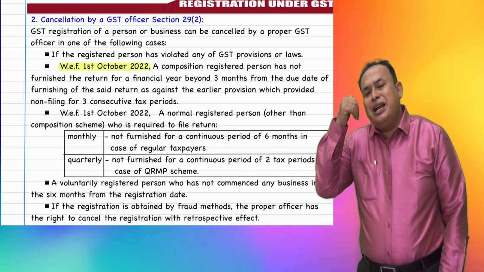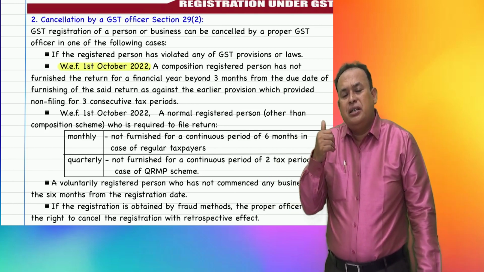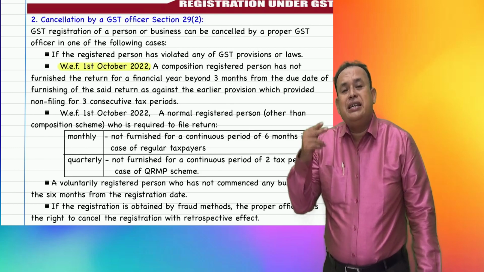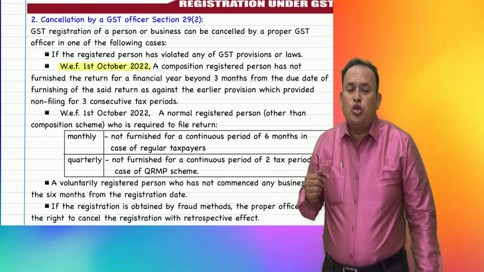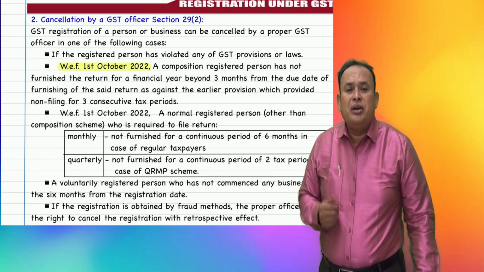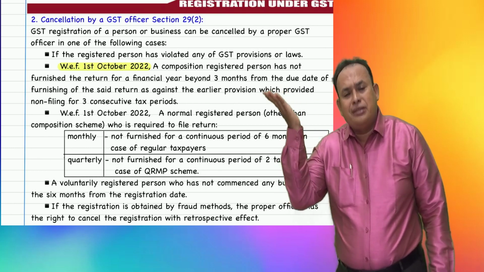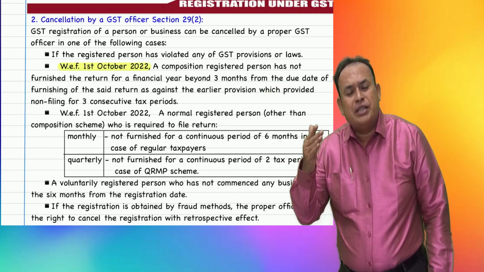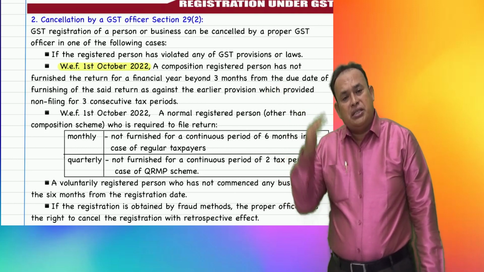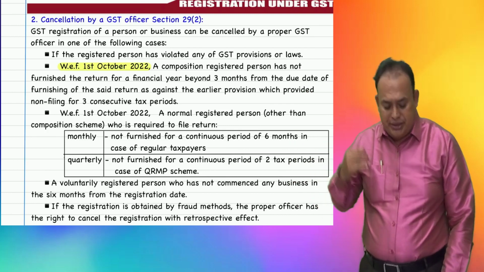What is the due date of filing the return for the quarter April, May, June? For that quarter, 18th of July. July, August, September: for that quarter, 18th of October. October, November, December: 18th of January. January to March: 18th of April are the due dates.